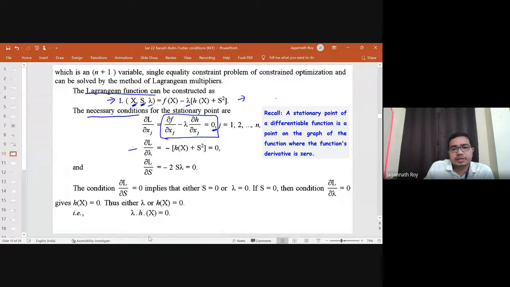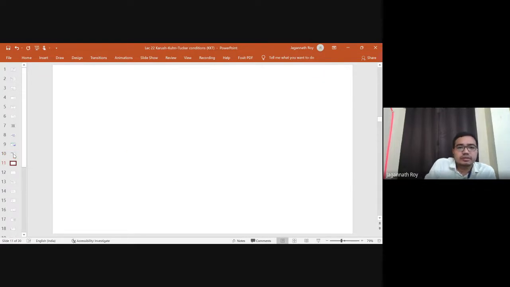The second derivative will give us this form, and the third derivative will too. Now from here, we have two cases. So this is minus 2s lambda equals 0. So this will give us two situations. What is it? Either lambda equals 0, or s equals 0. One of them is 0.